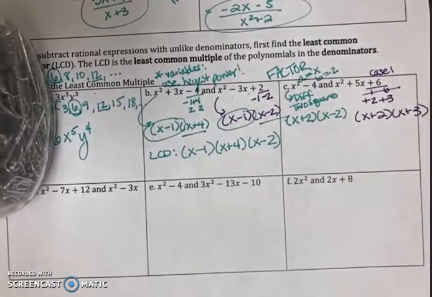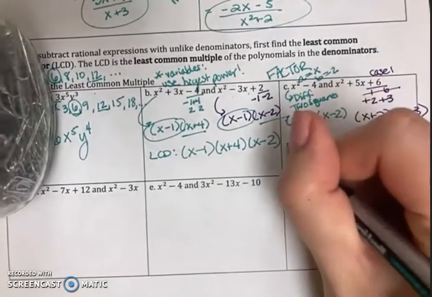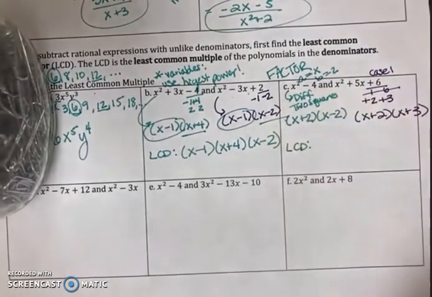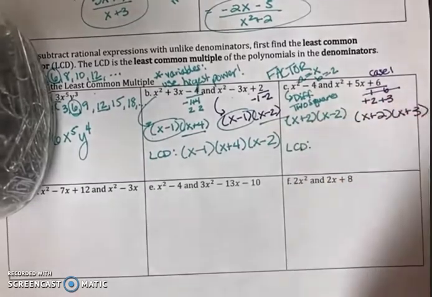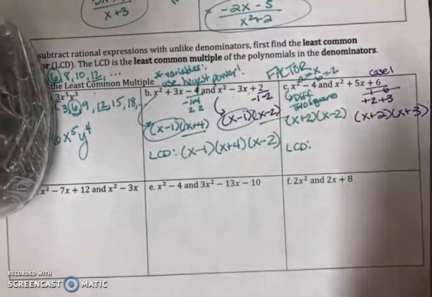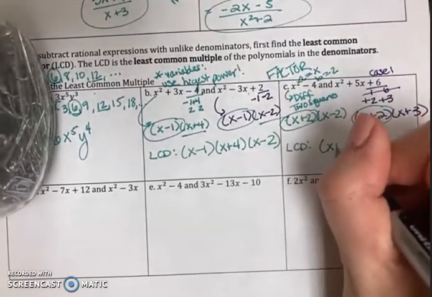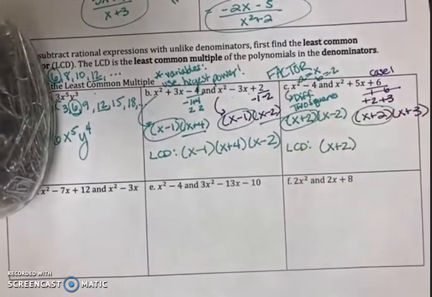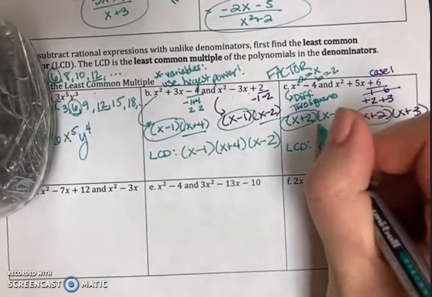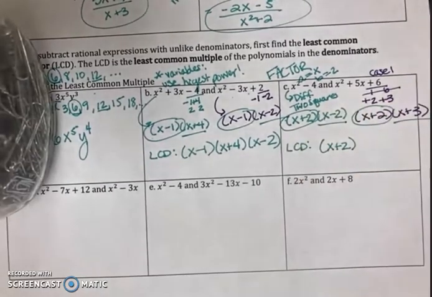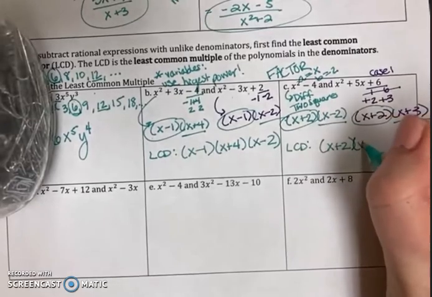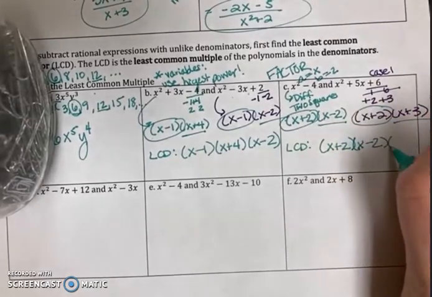Okay? Once again, when we're trying to find the least common denominator, we want to first multiply by their similarities. So what do they both have? Well, they both have x plus 2. And then we're going to multiply by their differences. So this one has an x minus 2, and this one has an x plus 3.